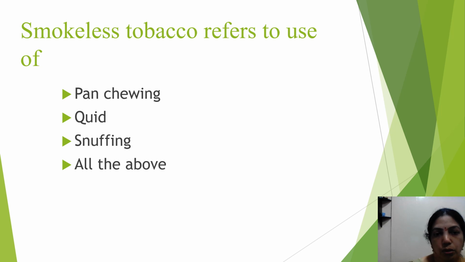Next, smokeless tobacco refers to use of what? Pan chewing, quid, snuffing, or all the above. The correct answer is all of these. They are the different forms of smokeless tobacco usage, especially seen in Asian countries: pan chewing, quid and snuffing.